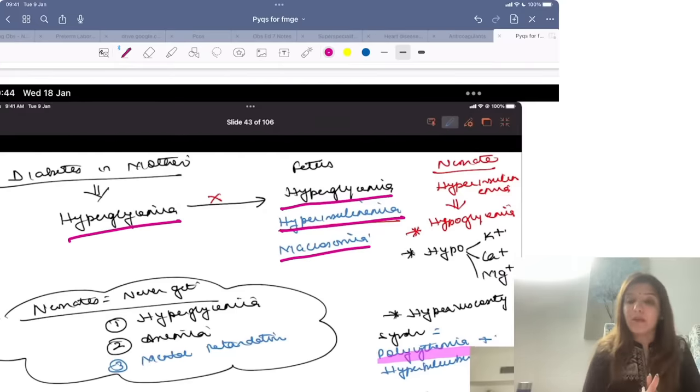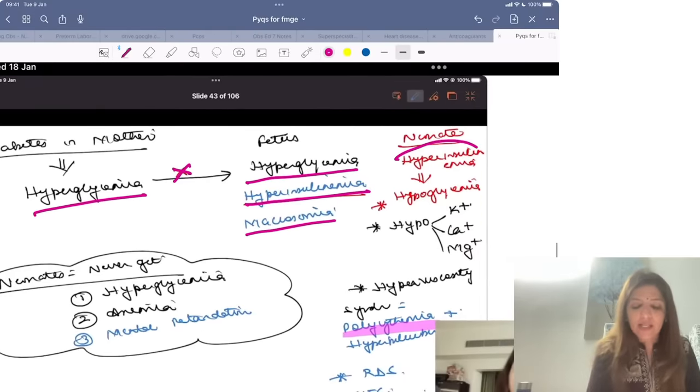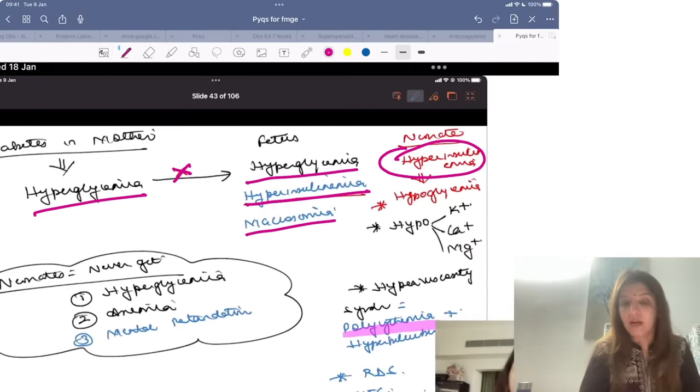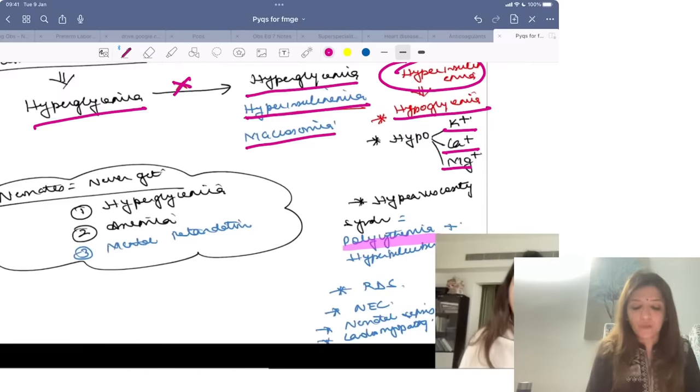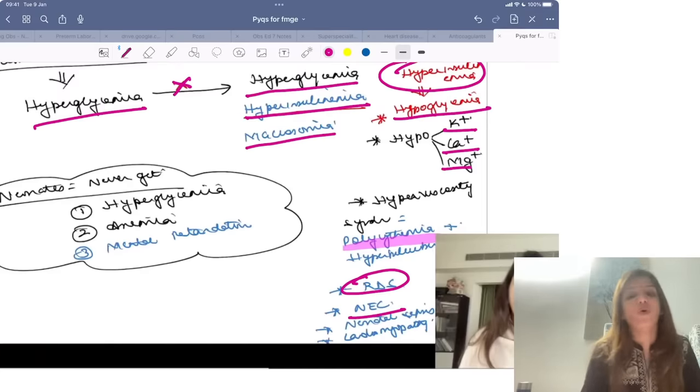Right? Now, once the baby is born, the connection between mother and baby is no longer there. So, the source of hyperglycemia is gone. There is no source of glucose. What remains in the baby is hyperinsulinemia, because of which there will be hypoglycemia, hypokalemia, hypocalcemia, hypomagnesemia, hyperviscosity syndrome, that is polycythemia, and hyperbilirubinemia. All these babies have very high chances of respiratory distress syndrome because insulin decreases surfactant synthesis. There are increased chances of necrotizing enterocolitis.